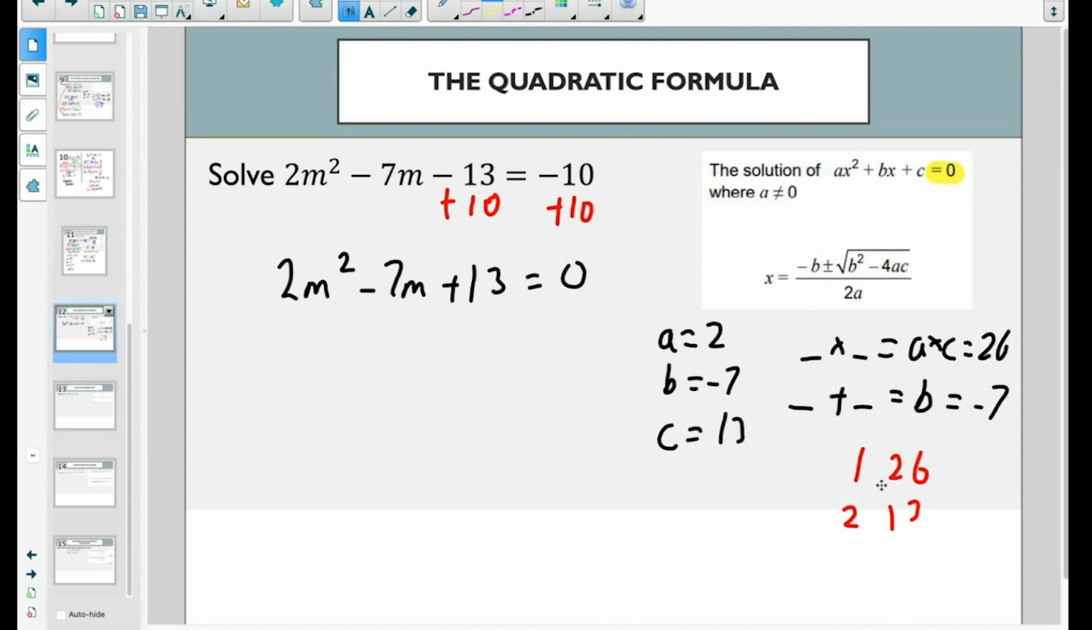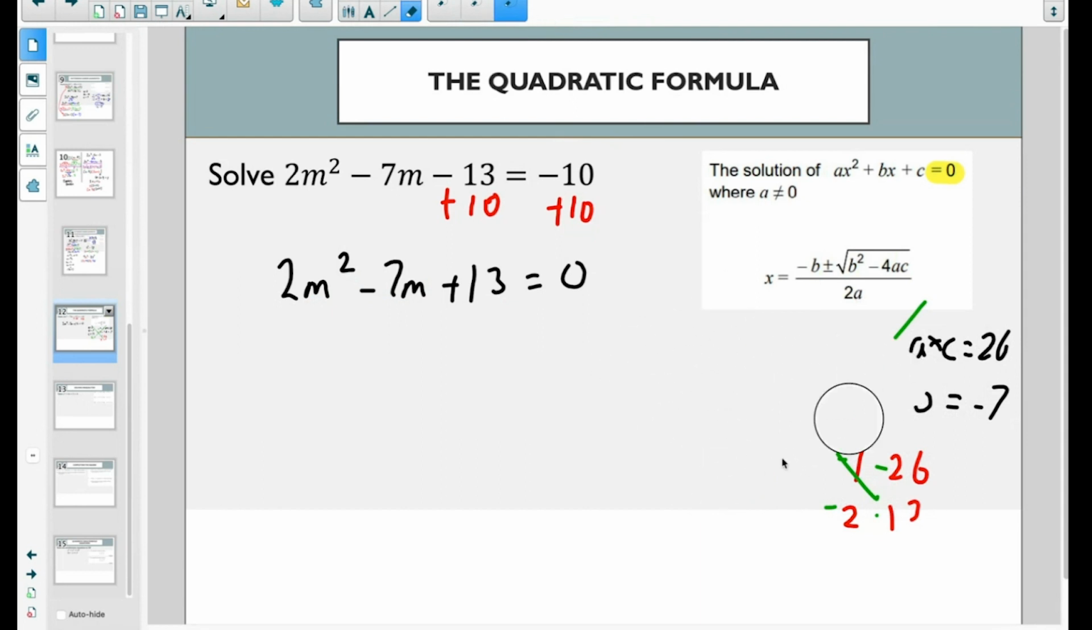So you can see here, having two positives isn't going to work. We're not going to add to negative 7. And having two negatives is also not going to work. So we can quickly see here that we need to use the quadratic formula, or at least attempt to use it to see if it actually gives us any solutions. That's how you more or less will know.